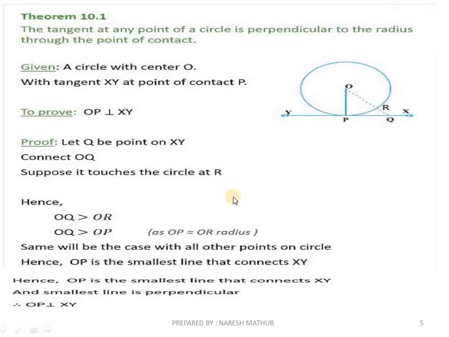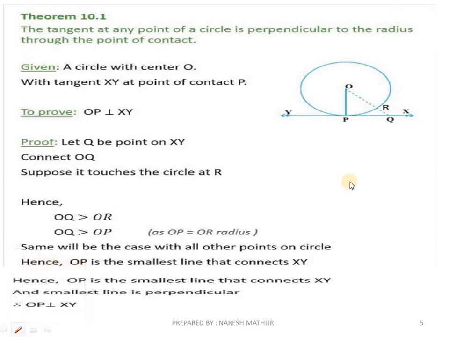This is the common point of the tangent and the circle. Now in this chapter we have two important theorems whose proofs are in our syllabus. So the first theorem says the tangent at any point of a circle is perpendicular to the radius through the point of contact. It means we are given a circle with center O, and XY is a tangent which is touching the circle at point P, and OP is the radius of the circle. We need to prove that OP is perpendicular to XY.